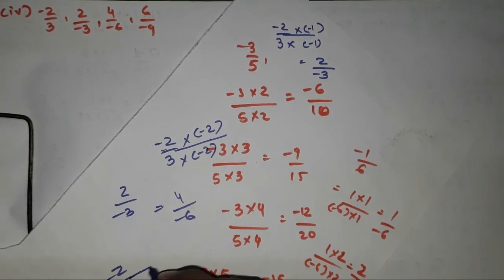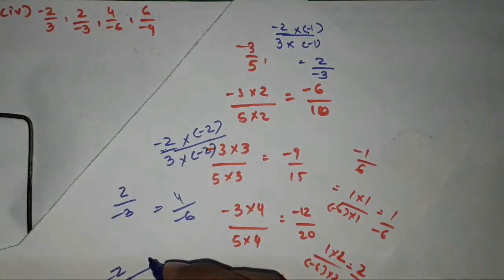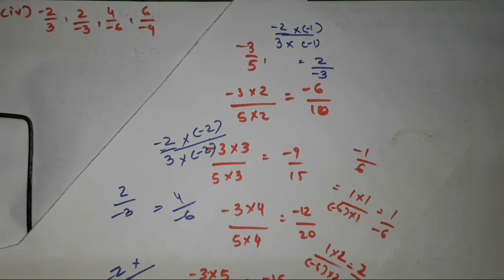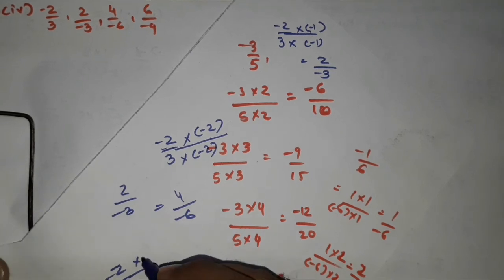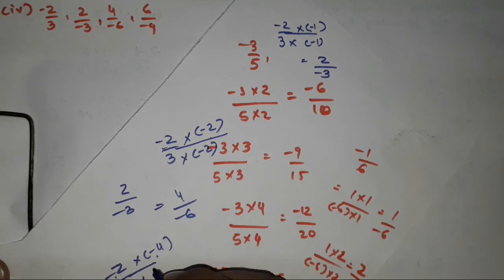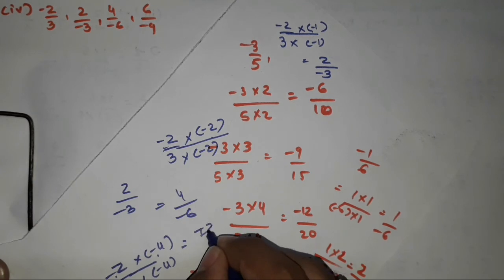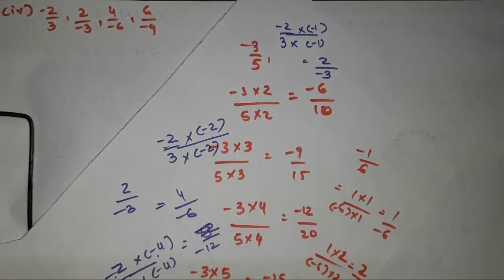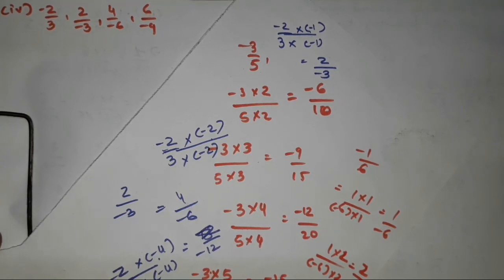So the next number can be, after 4 we can take 5. So that means, this means what? This 6 is there. That means this minus 2 is multiplied with minus 3. So now we will take the next number, which is minus 4. So minus 2 into minus 4, and similarly in the denominator I will multiply with minus 4. So minus 2 into minus 4 I will get 8. So the next number will be 8 upon minus 12. Similarly this pattern will be continued.